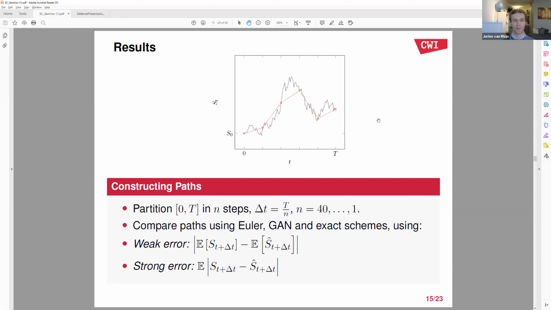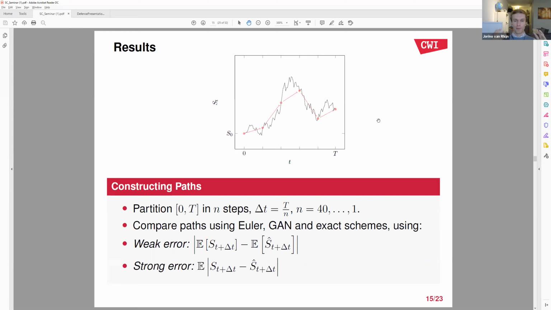So to construct an experiment, we'll partition a time interval into n steps so that we get different delta t's. And the smallest delta t is where n is 40 steps. So we cross the interval in 40 steps. And the largest time step is just crossing the entire interval in a single GAN step. And then ideally, of course, the GAN shouldn't depend on delta t because it should always fit the right distribution regardless of delta t. But we'll see in a moment that that did not happen exactly.